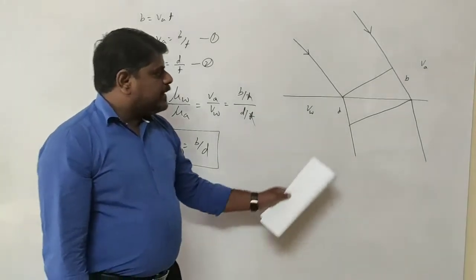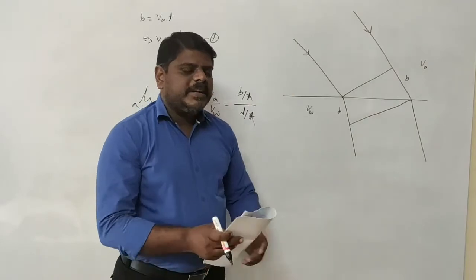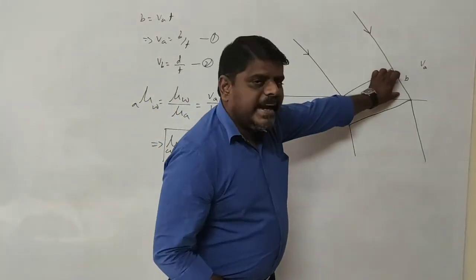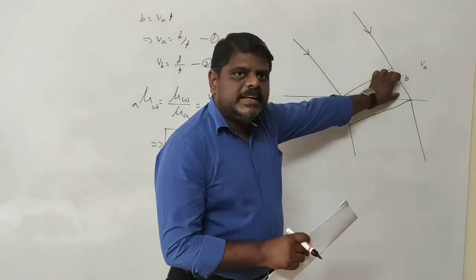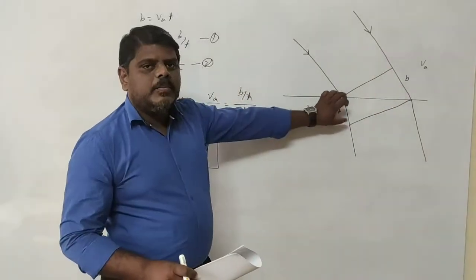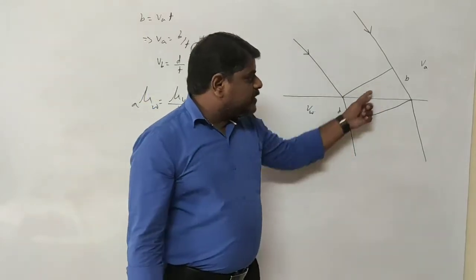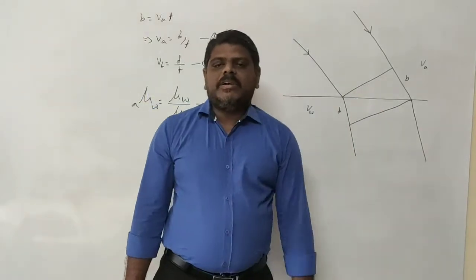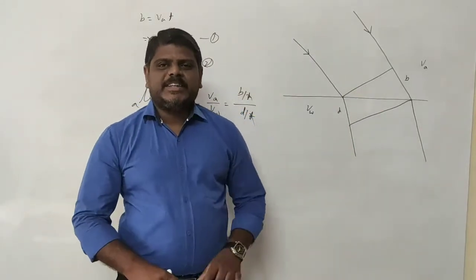So you need to remember that the velocities you have to find out. In this process, how much distance is traveled in the air? In how much time is the distance traveled in the air? In the same time, the distance is traveled in the water. Both are the same. The distances may be different, but the time traveled will be the same itself. Okay, let's go for the next problem.